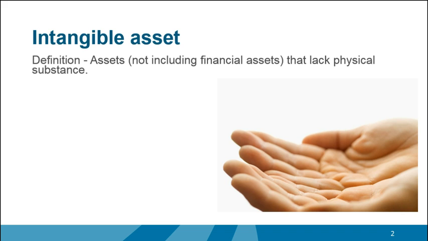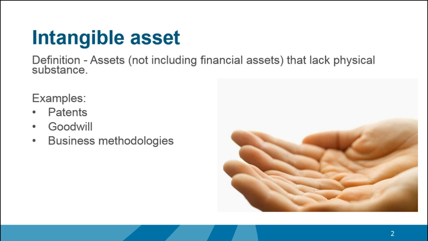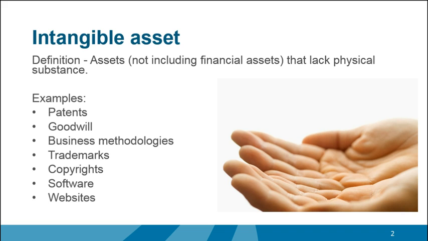The Financial Accounting Standards Board defines it as assets, not including financial assets, that lack physical substance. Some examples, probably more common in the for-profit world, would be patents, goodwill, business methodologies, or ways of producing a product. Some others that might be more common in the nonprofit sector, though, are trademarks, copyrights, software, and websites, which of course is our focus.